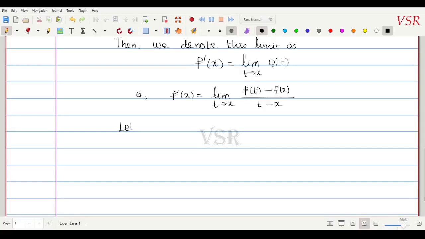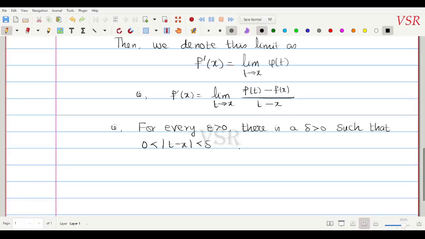For every epsilon positive, there is a delta positive such that whenever 0 is strictly less than modulus of t minus x, which is less than delta, this implies that modulus of f of t minus f of x divided by t minus x, minus f dash of x, is less than epsilon. Okay, so this is the definition.